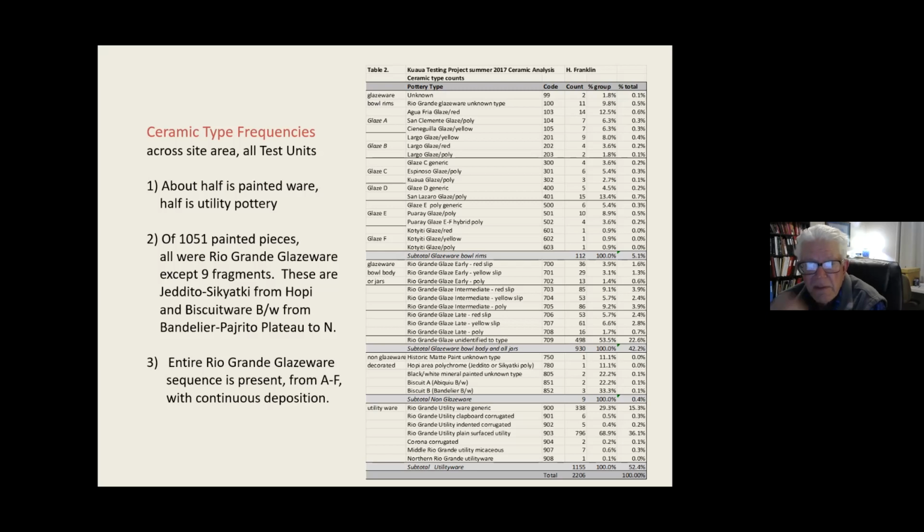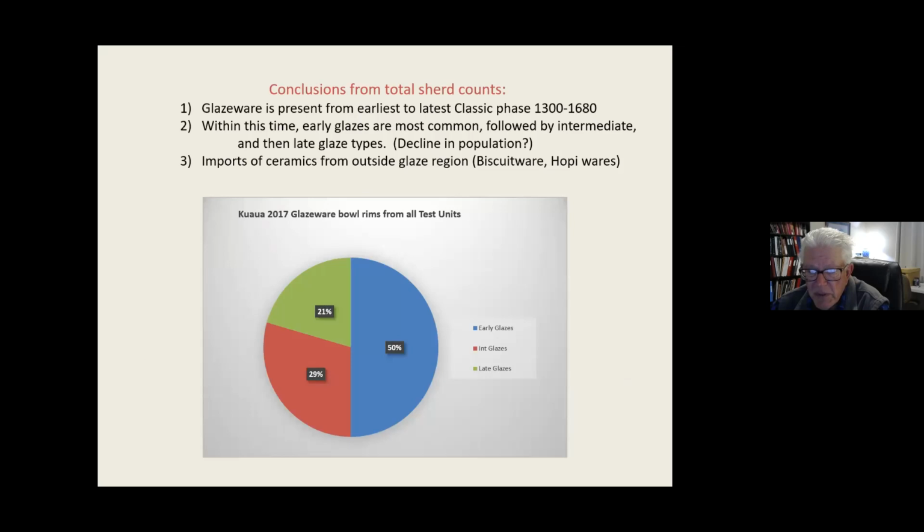Okay, so of the 1,051 painted pieces, all were Rio Grande glazeware except 9. As I just mentioned, these were Jeditoh Sikyatki and biscuitware from the Bandelier Pajarito Plateau. But what is really important is the entire Rio Grande glazeware sequence is there from glaze A through glaze F. And we believe that from that, the site was continuously occupied throughout the classic period.